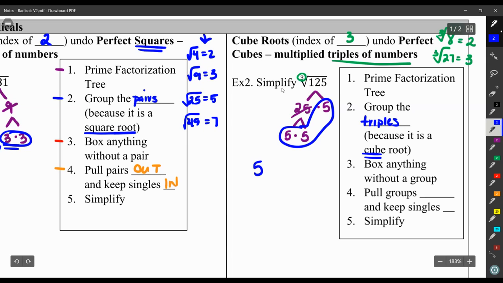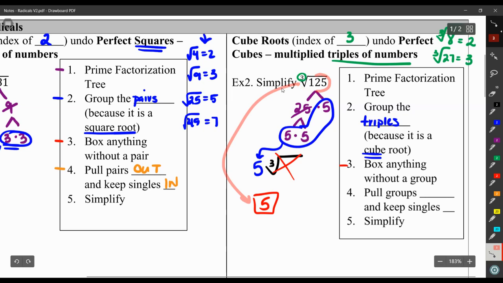So one 5 comes out to the side times the cube root of whatever's left without a group. That's step 3. But again, there is no number without a group, so this cube root will just drop off and your answer is simply 5. So what that means is that the cube root of 125 is 5. It's a perfect cube because there's nothing left without a group.